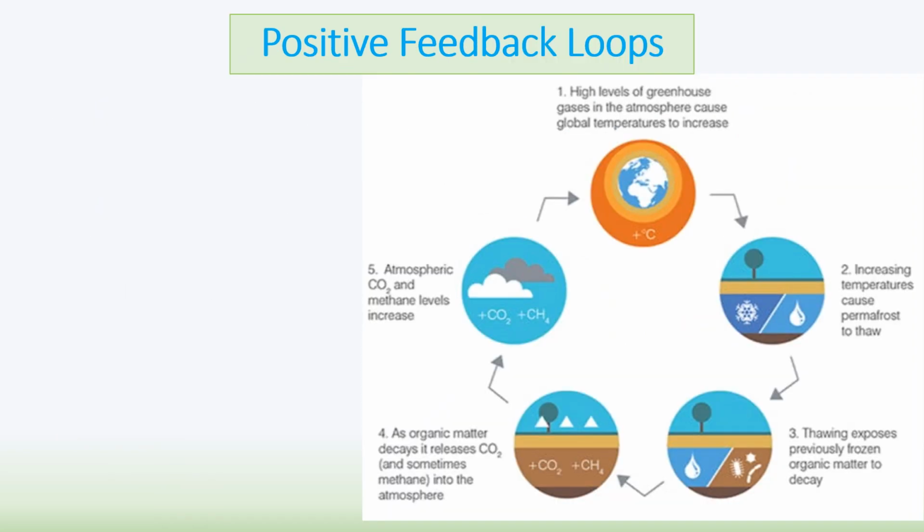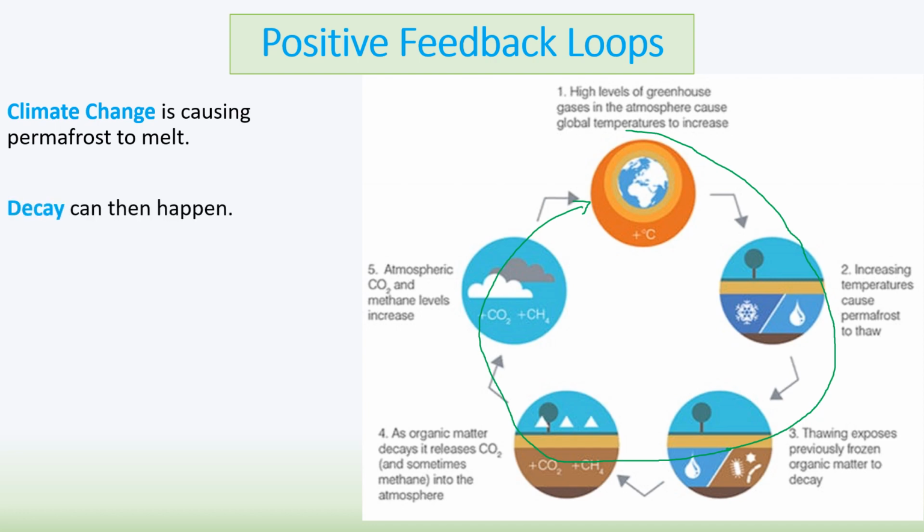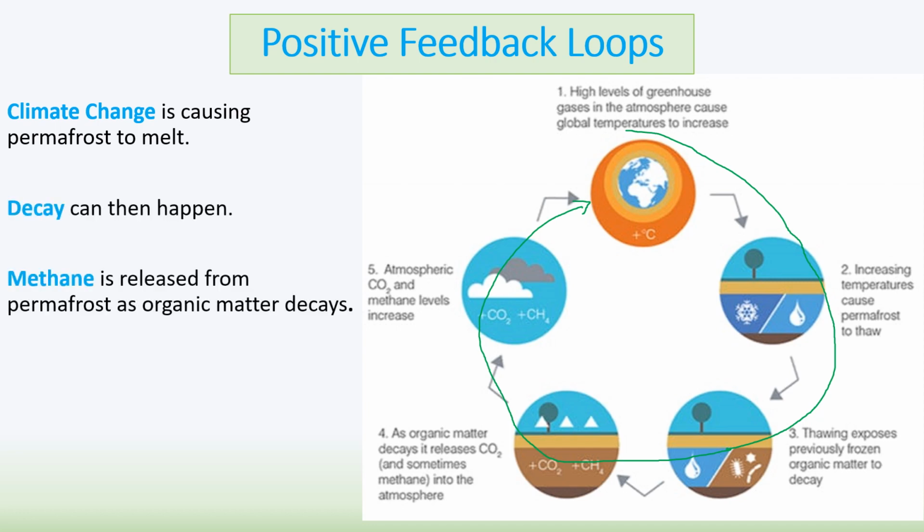So here's another example of it to show you. High levels of greenhouse gases in the atmosphere cause temperature to increase. Increase in temperatures cause the permafrost to thaw. The thawing exposes previously frozen organic matter that starts to decay. As the organic matter decays, it releases methane and carbon dioxide, which goes into the atmosphere and further increases that initial warming. Methane is being released from the permafrost as the organic matter decays, and that is therefore accelerating climate change.